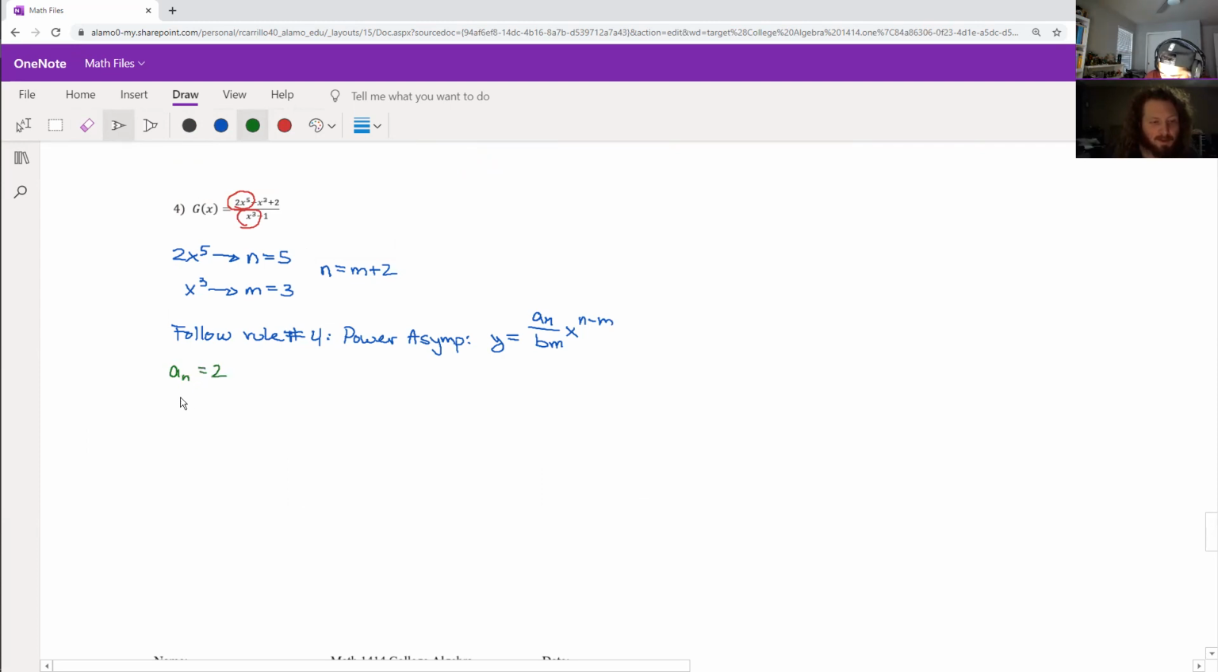a sub n is equal to 2. b sub m is equal to 1. And then we already have n and m. So from this, we can put all this together and we'll get y equal to 2 divided by 1 times x raised to the 5 minus 3 power. So y is equal to 2x squared, and this is our power asymptote.